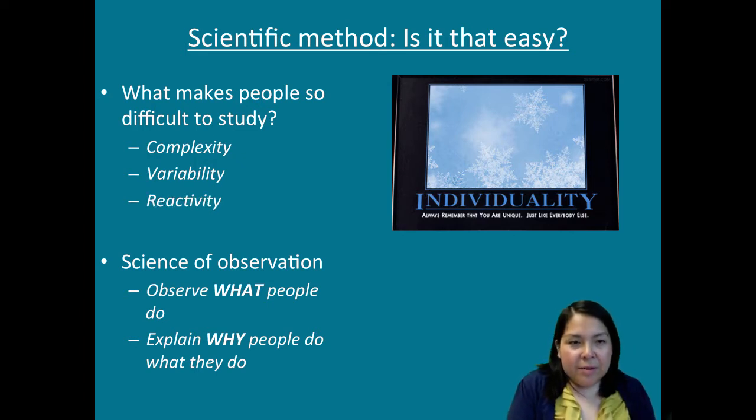The third one is reactivity. People act differently in different situations, and we'll talk about this in the next slide. People may act differently when they're in the classroom versus when you're out and about with your friends. Also, people act differently when someone is observing them versus not being observed.